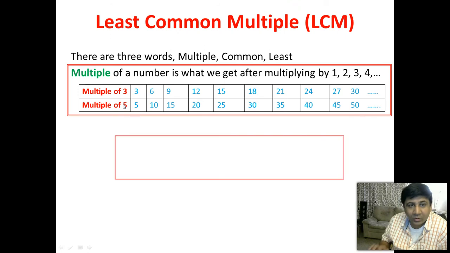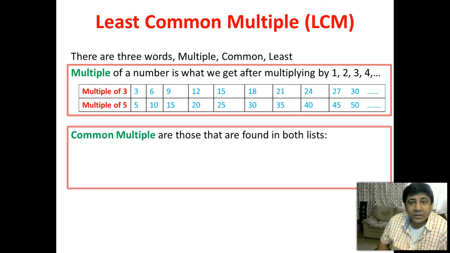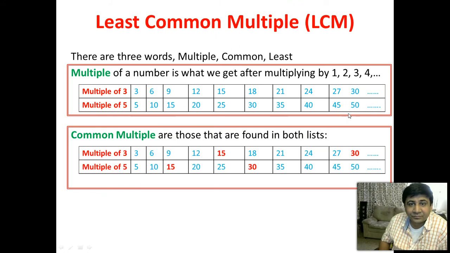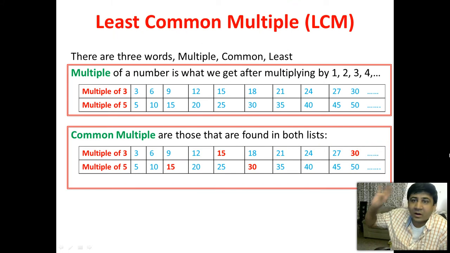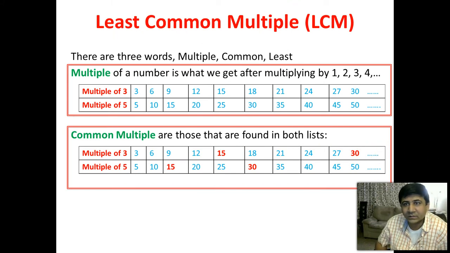Now let's talk about common multiples. Common multiples are those found in both lists. So what is common here? I have made it red. Nothing is common, but 15 is common right there. Nothing is common, nothing is common, and then 30 is common, and then the list goes on. Maybe there are many more common ones, but I didn't go that far. In my list here, 15 is common and 30 is common. So write them down here.